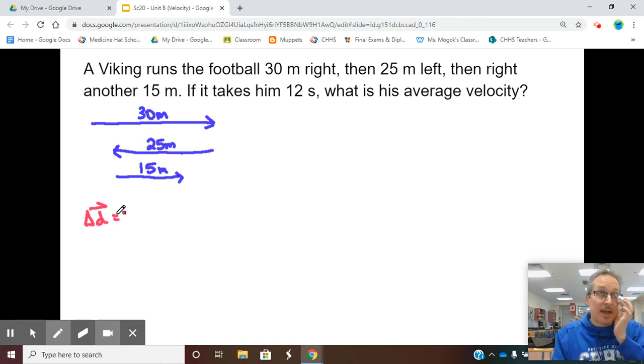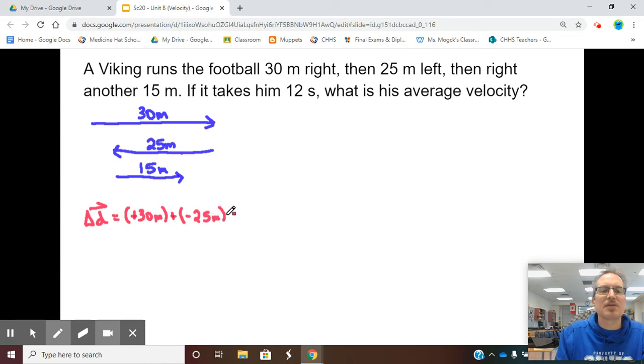Now, when I go to figure out displacement, displacement means we take into account where am I now with regards to where I started. So since we went to the right, that's going to be a positive 30 meters. Then we went to the left, so that's going to be a negative 25 meters. Then we went to the right again, so that's going to be another positive 15 meters. When I go to add this up, 30 plus 15 is 45, minus 25, we are going to be still positive 20 meters. Or another way to think of this is, here is where I ended up, here is where I started.